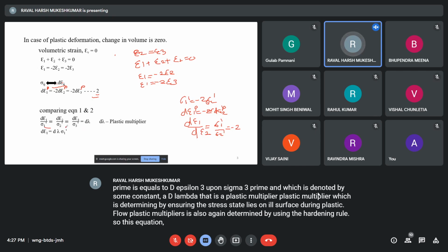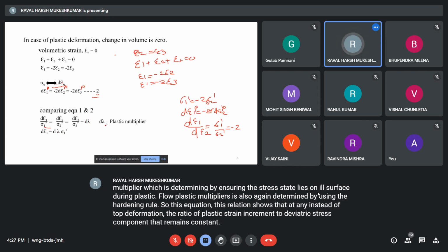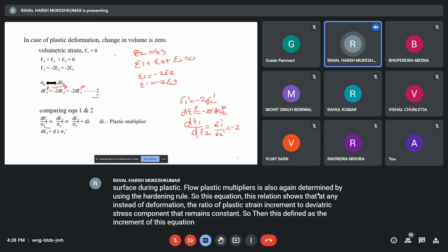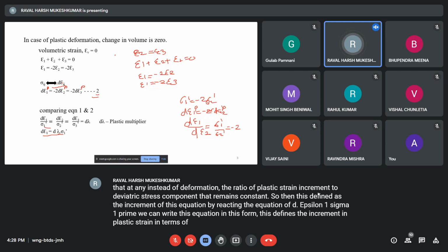So this relation shows that at any instant of deformation, the ratio of plastic strain increment to deviatoric stress component remains constant. So this is defined as the increment of this equation. By rewriting the equation of d epsilon 1 upon sigma 1 prime, we can rewrite this equation in this form. This defines the increment in plastic strain in terms of deviatoric stress and plastic multiplier.